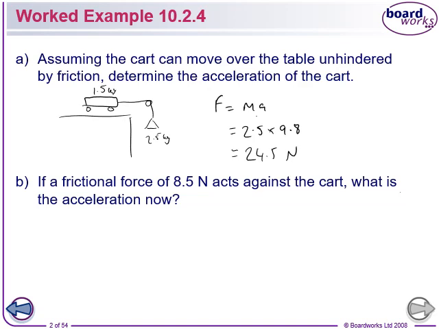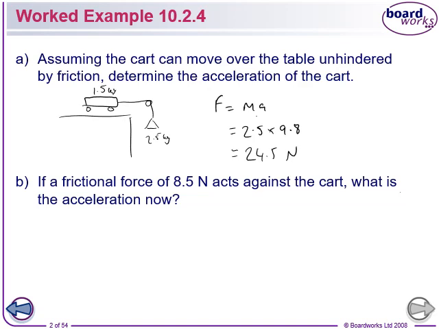Okay. So, what we need to think about here, do we agree that the cart and the mass are going to accelerate at the same rate? We're happy with that? Yeah, they're attached by a rope. If this goes down at this speed, the cart's going to go at the same speed. So, what we need to consider here, though, is no longer are we accelerating a 2.5 kilogram mass. We have to look at this as one whole system now. Everything in this system is going to accelerate at the same rate, so we need to look at it all together. So what's the mass of our system?